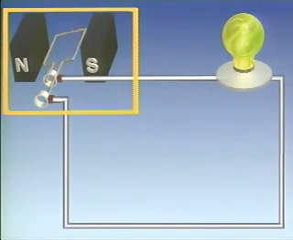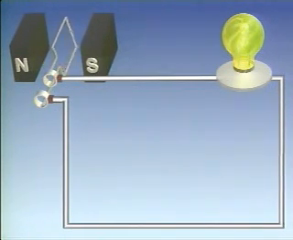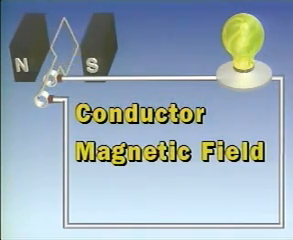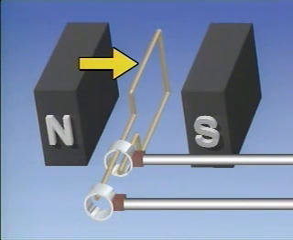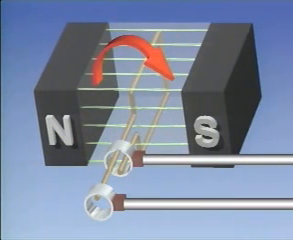This is a simplified AC generator. It provides power for a circuit that includes a light bulb. The generator produces voltage by means of induction. To induce voltage, three things must be present: a conductor, a magnetic field, and relative motion between the conductor and the magnetic field. In this generator, this loop of wire is the conductor, and the magnetic field is provided by two permanent magnets. The relative motion comes when the conductor is rotated so that it cuts through the magnetic field.